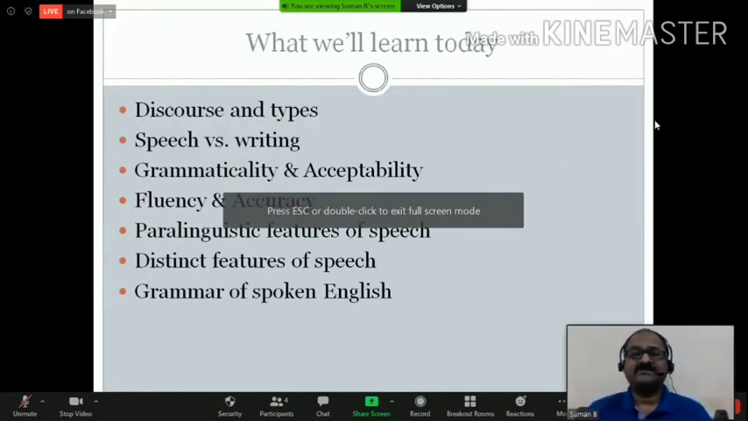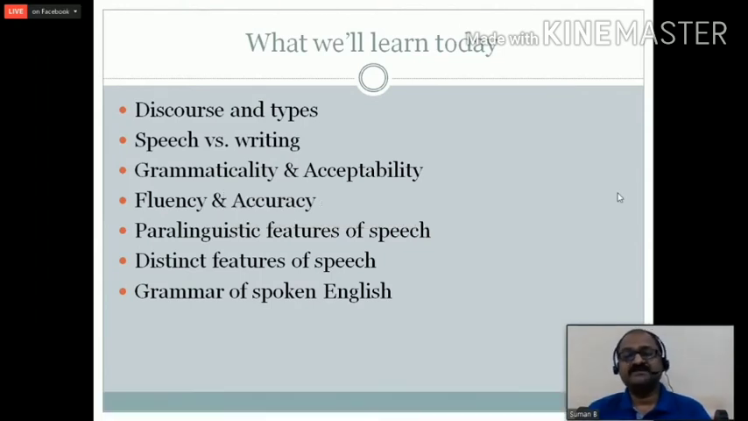Apart from paralinguistic features, are there any features of spoken English which make it different from writing? And how can understanding these features help us be better speakers? Lastly, we are going to look at what is called the grammar of spoken English. Is there anything called grammar of spoken English that makes it different from the traditional grammar that we know? The awareness of all these different aspects can help us learn our spoken English in a better way. We are not only learners of English, but also teachers of English. So understanding all these aspects can help us be better speakers.